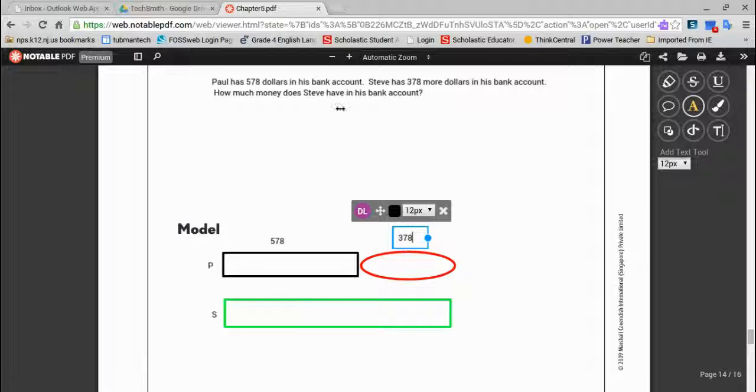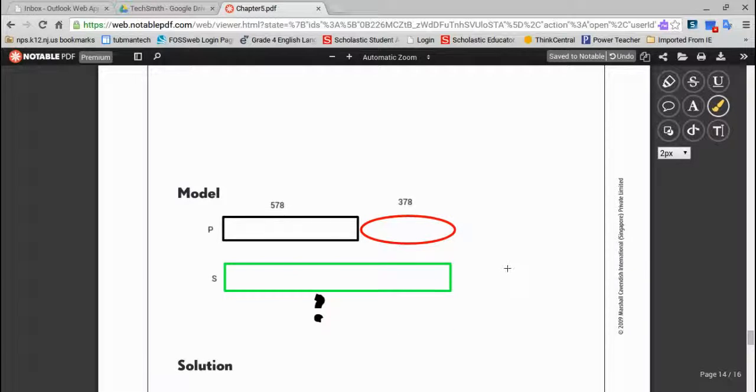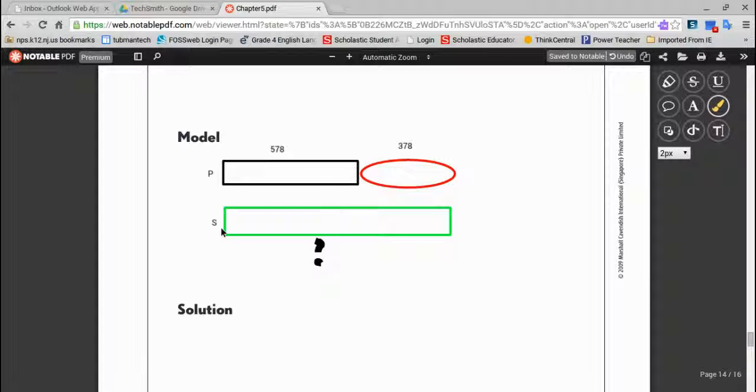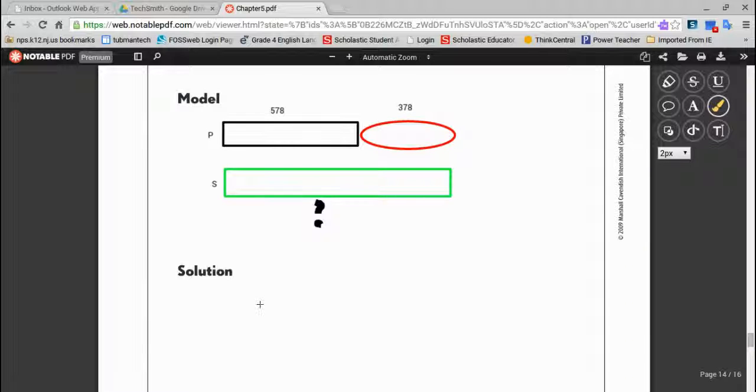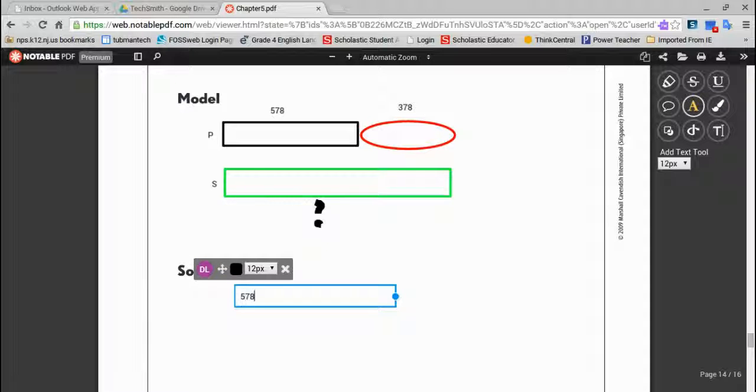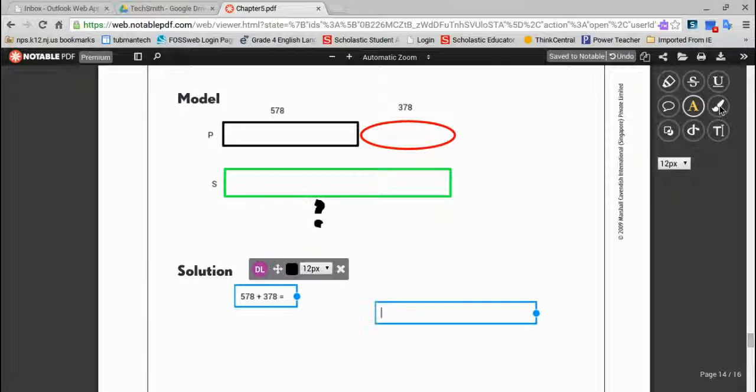Okay. And it says, how much money does Steve have in his bank account? So here's my question mark. Okay, so let's solve this. So if we look at this problem, look at this bar model, in order for me to figure out how much Steve has, I have to put these two together. And when I'm putting things together, I am adding, because this is a part whole. All right, so I'm adding those two numbers together. So I'm doing 578 plus 378. And when I do this, I want to line it up and down.